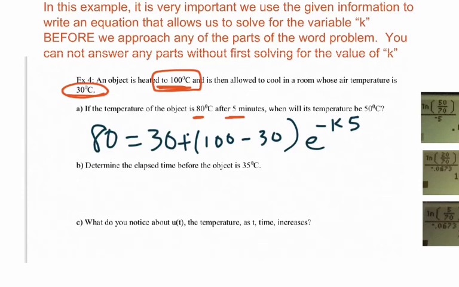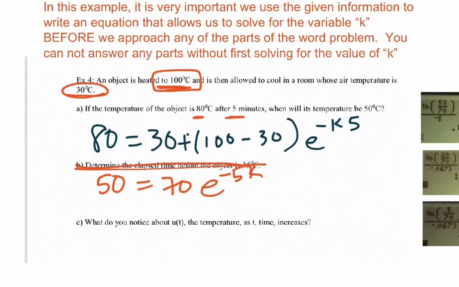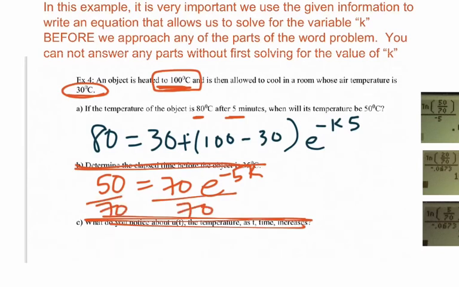And again, we don't know the k value, so our first job is to figure out the k value. So notice my formula is 80 is equal to 30 plus 100 minus 30 e to the negative k times 5. And then we're going to use this to figure out the k value first. So first I'm going to minus the 30 from both sides. And then it's going to be equal to 70e to the negative 5k. And then I'm going to divide by 70. And then I have 50 over 70 is equal to e to the negative 5k.